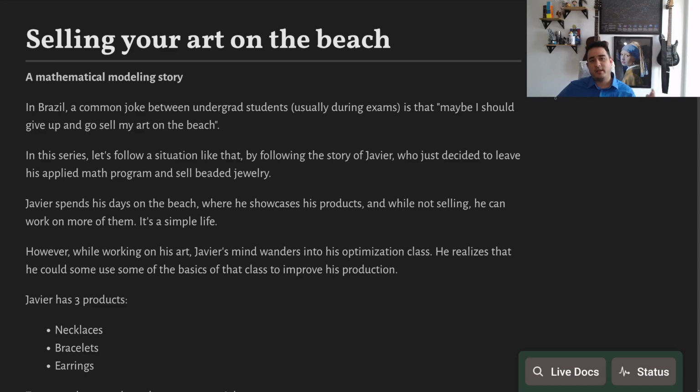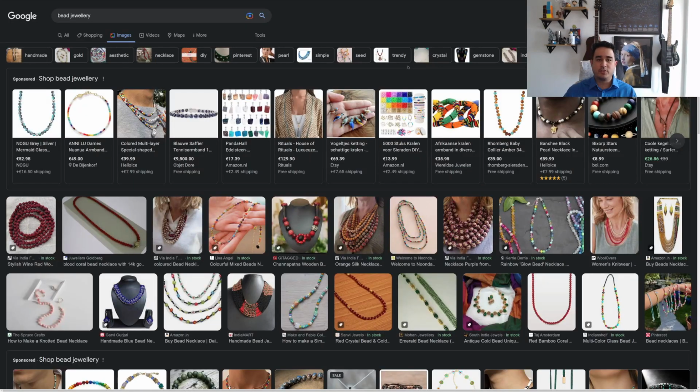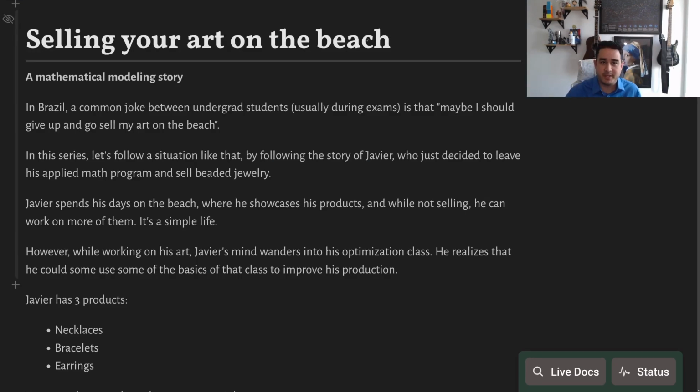So Javier has recently decided to drop from his applied math program, and he is selling and building himself beaded jewelry. If you search for bead jewelry on Google, you can see a lot of options, a lot of different kinds of jewelry, and there's also kits if you actually want to start yourself. We're going to be focusing on the mathematical problem though, so that kind of art is what Javier wants to do. His idea is that he's gonna spend his days on the beach.